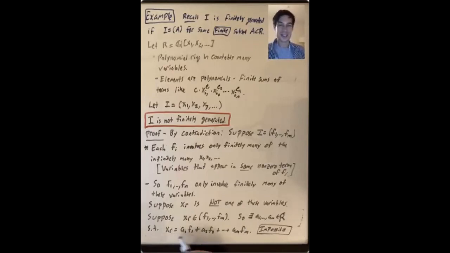So I'm going to leave the details of the rest of this as an exercise because this isn't the kind of thing that we're going to need for a little while. But since we introduced the concept of what it means for an ideal to be finitely generated, I definitely wanted to show you an example of an ideal that is not finitely generated.